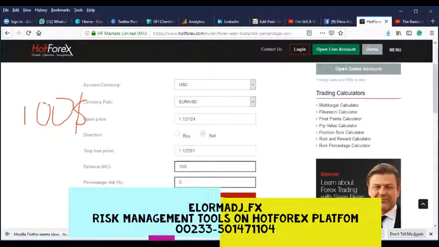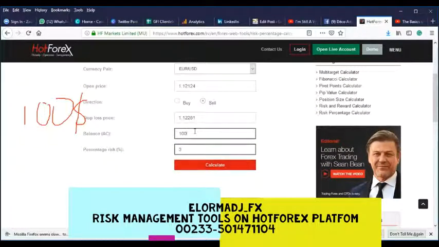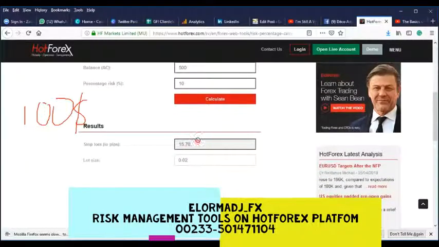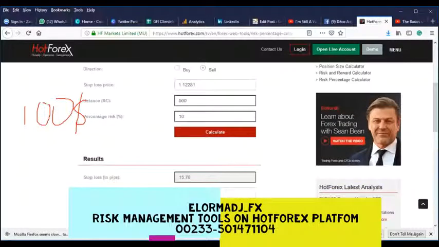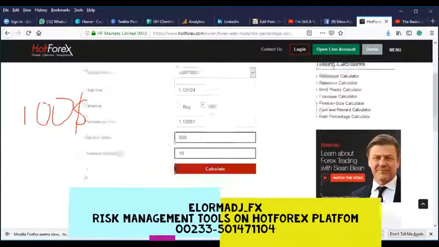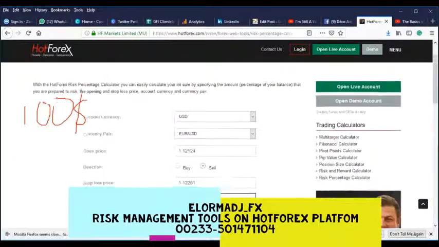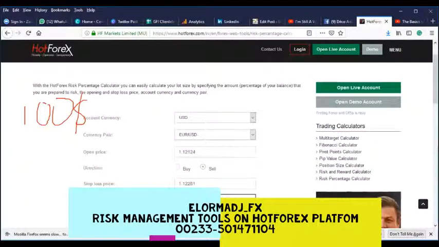So let's say that I'm using a $500 account. I want to risk only 10% of my account. The difference between my entry price and the stop loss is 15 pips. So let's do the calculation and see the lot size I can use. So the highest lot size I can use is 0.32.